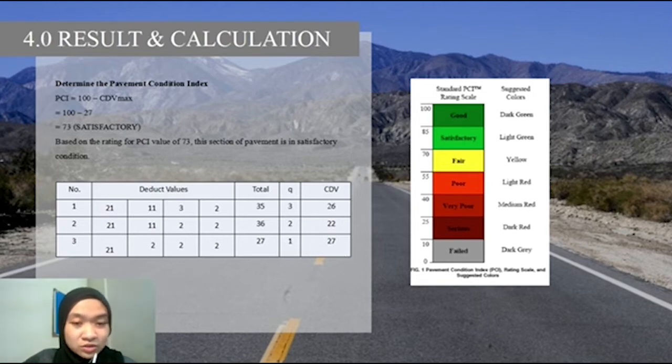And then we need to substitute the value into the PCI formula, and we get that the PCI value is 73. Then we need to refer to the standard PCI rating scale, which says that 73 is under satisfactory condition. I guess that's all for the calculation and result.